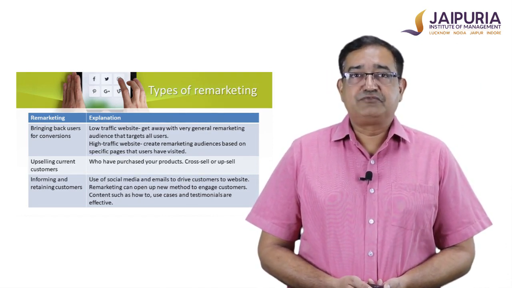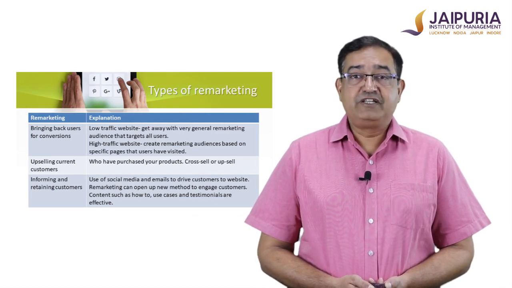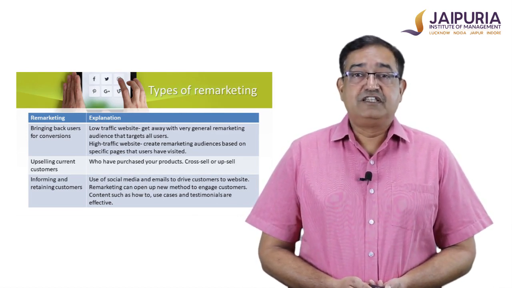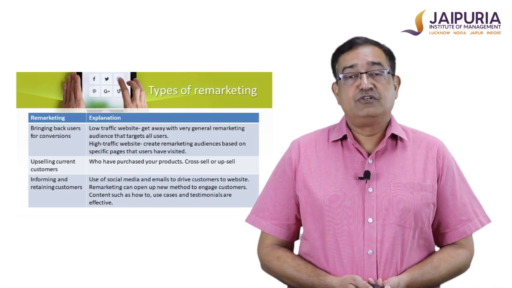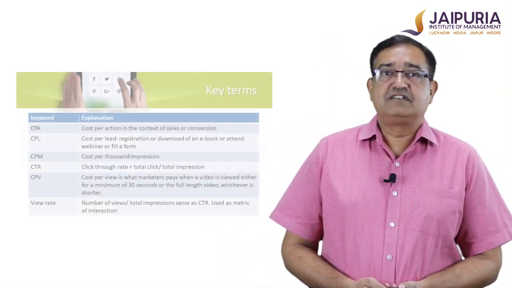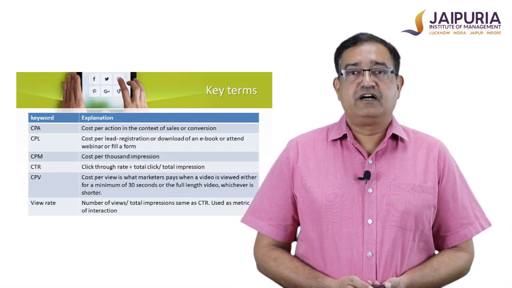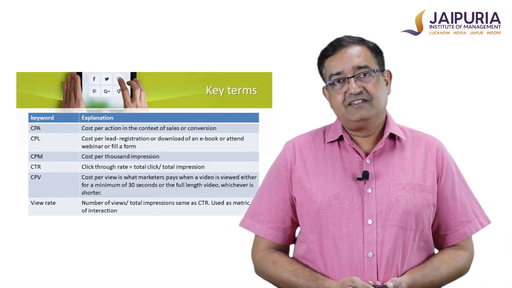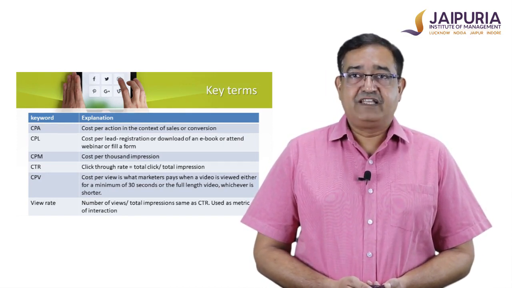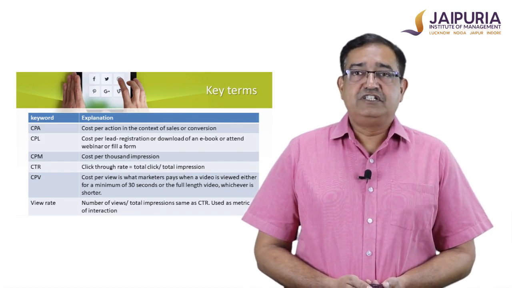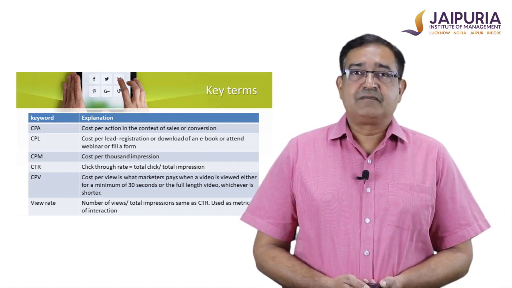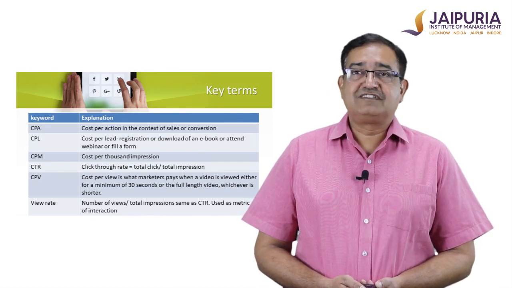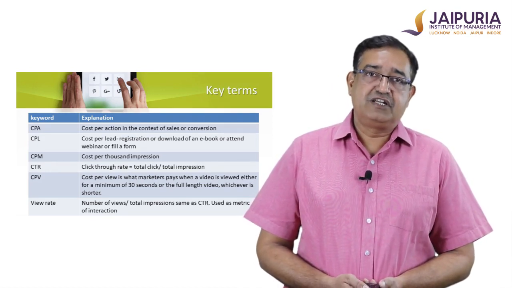So these are different types of marketing principles which are applicable here, but we need to learn with the help of different tools how we can do it on these digital platforms. As I said, before closing this session, I would like to introduce some keywords which you may know already, but it is important to recall them again. So what is CPA? CPA is cost per action in the context of sales or conversion. Each and every action that costs in the context of sales or conversion, that is CPA. We need to learn CPL.